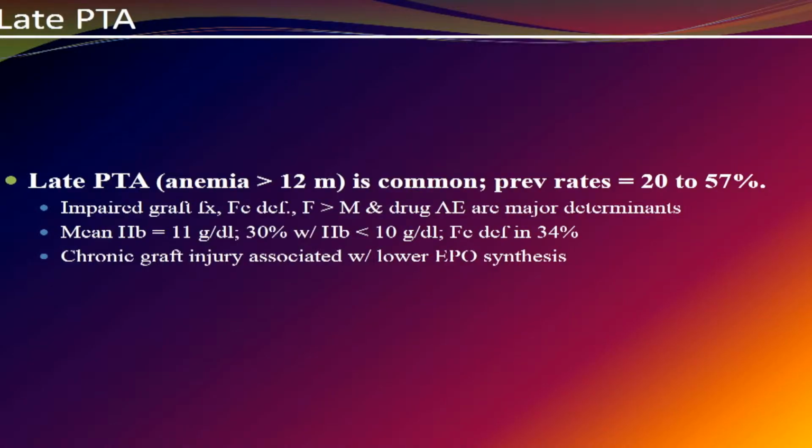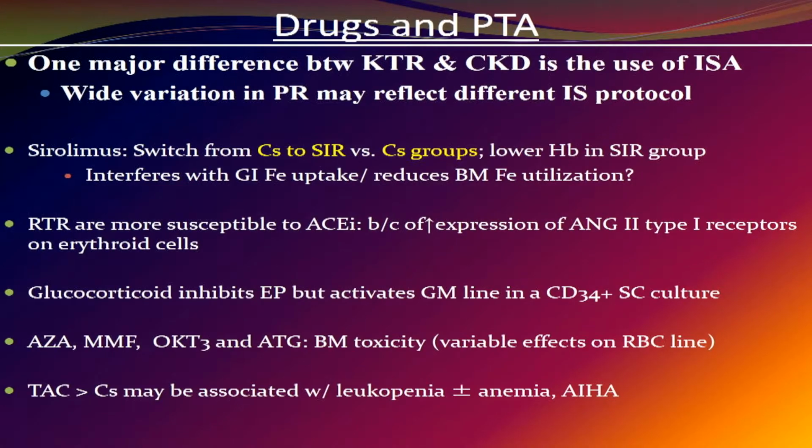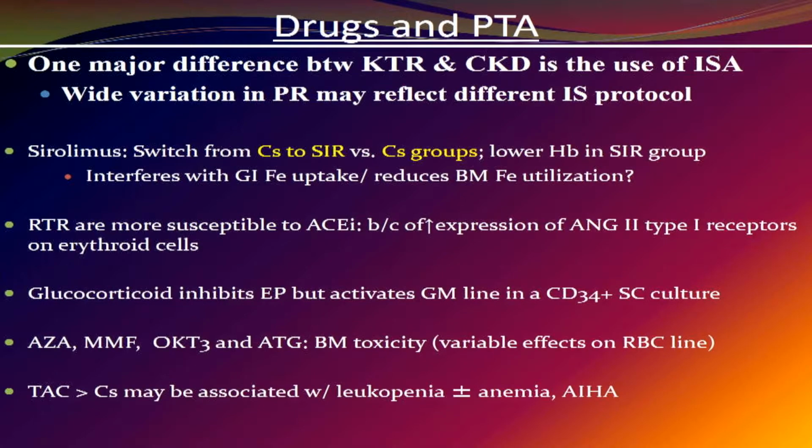As for late post-transplant anemia, the prevalence rate is about 20 to 57%, and it's mostly due to impaired graft function. Iron deficiency is also important, and you may also find it in more females than males. Now, one major difference that we know between kidney transplant recipients and chronic kidney disease is the use of immunosuppressive agents. In fact, the wide variation that we have in the prevalence rates of anemia may reflect the different immunosuppressive protocols depending on the transplant programs that you are dealing with.